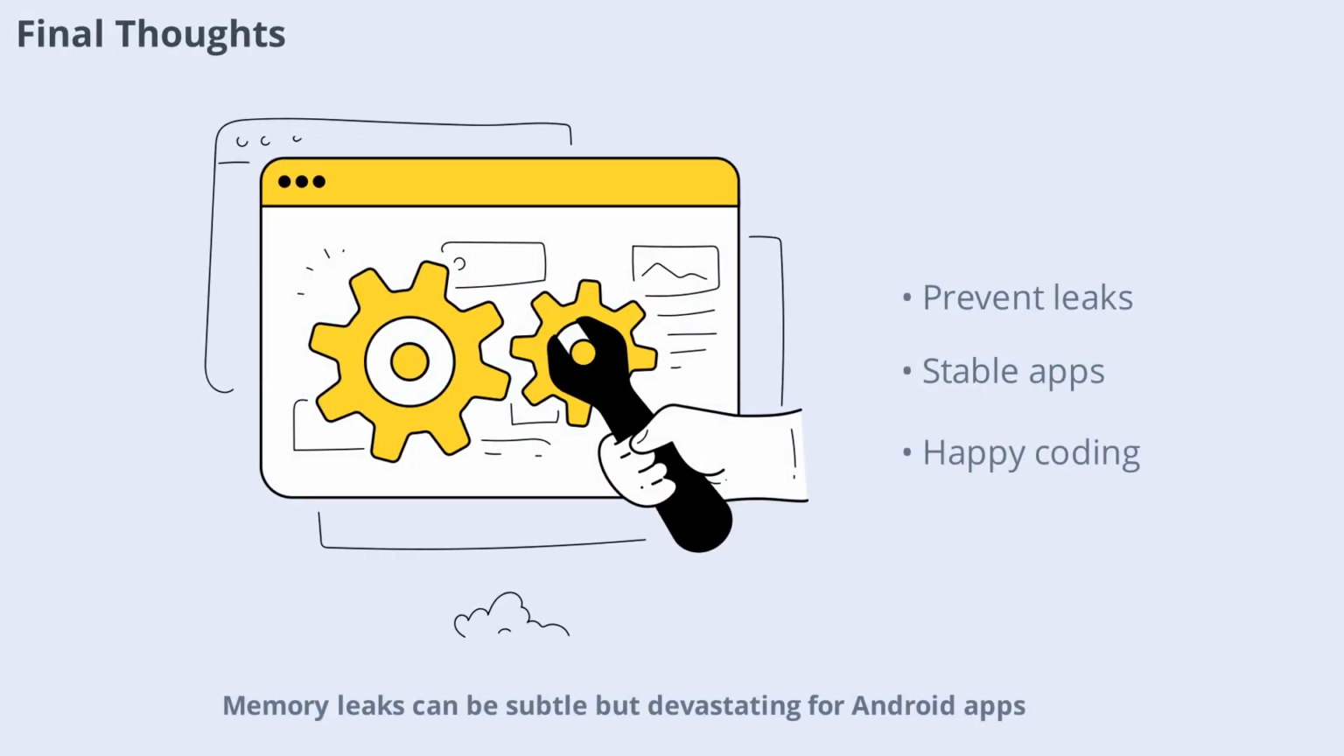Memory leaks can be subtle but devastating for Android apps. By following the 9 proven ways discussed in this video, you can prevent leaks and ensure your app remains stable and efficient. Keep learning, stay vigilant, and happy coding.